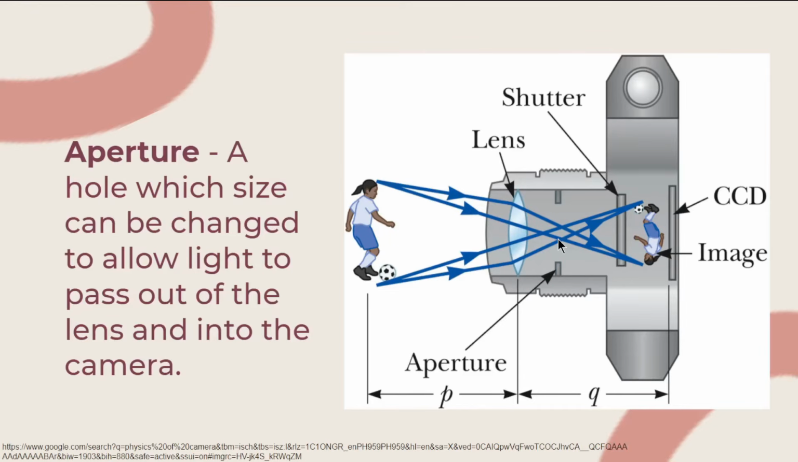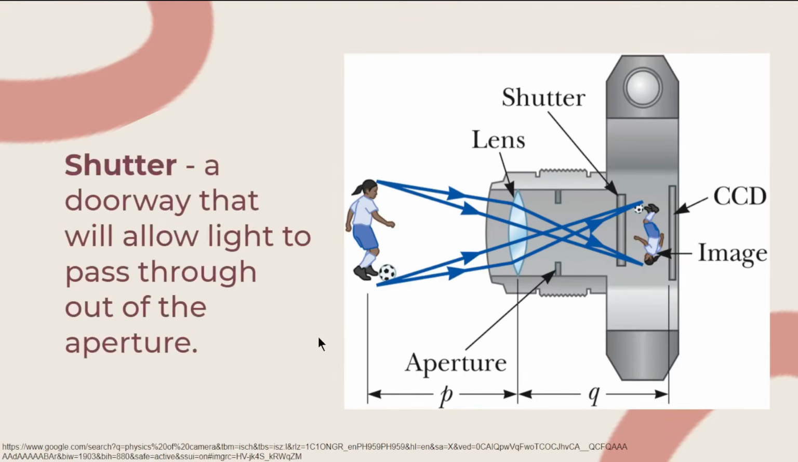so kailangan mag-adjust si camera doon. We also have the shutter. It is a doorway that will allow light to pass through and out of the aperture onto your sensor or your film.